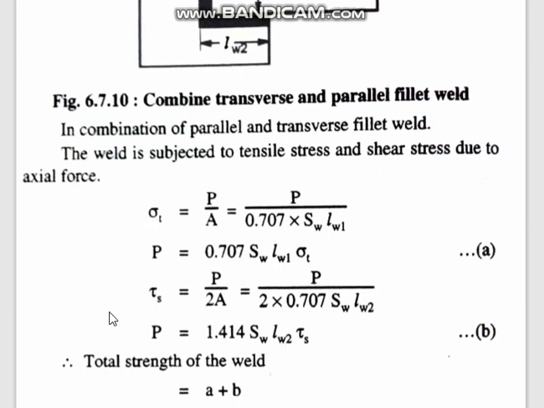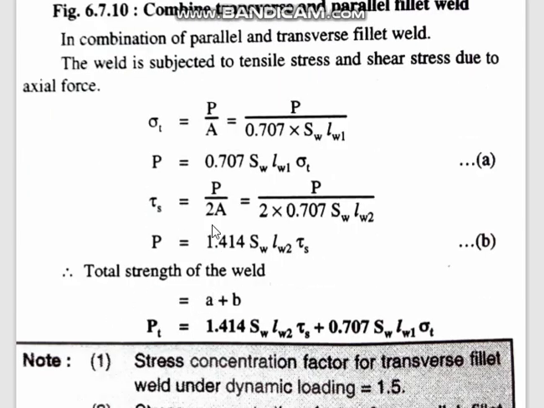So the total strength of the weld will be equation A plus equation B. So the total PT will be this one.